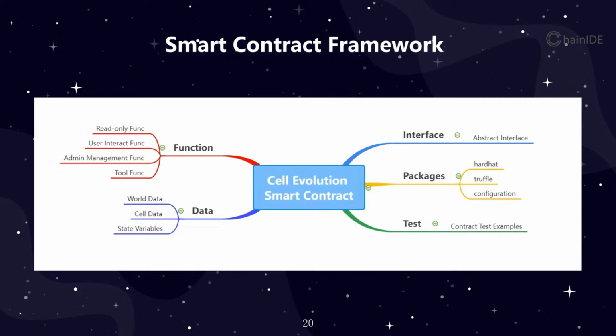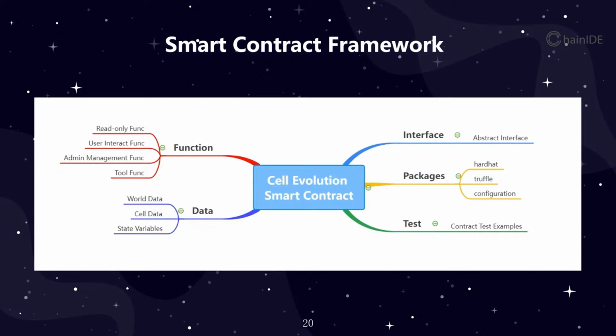And there will be some data storage in the cell evolution smart contract. Like we will store some variables, some information of the world, and some data of a specific cell, like you can search the cell information from a specific cell ID, etc. Yeah. And the next thing is an interface.